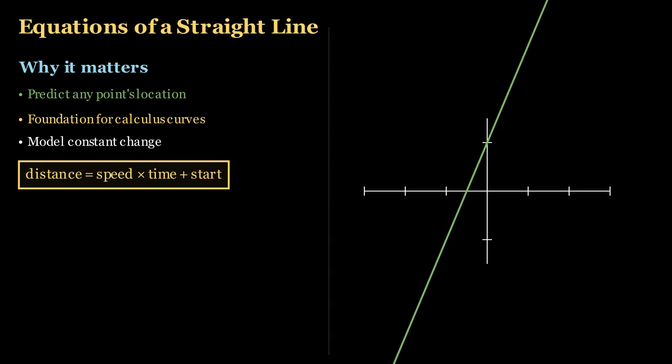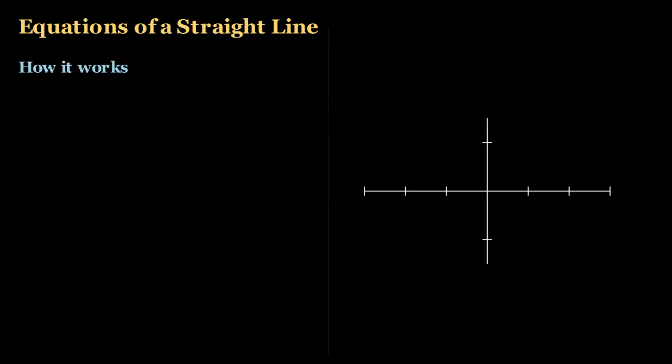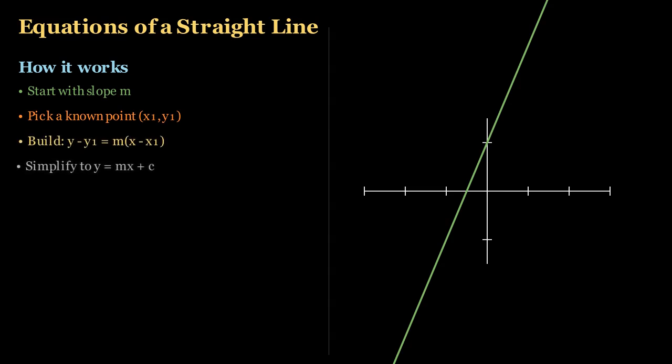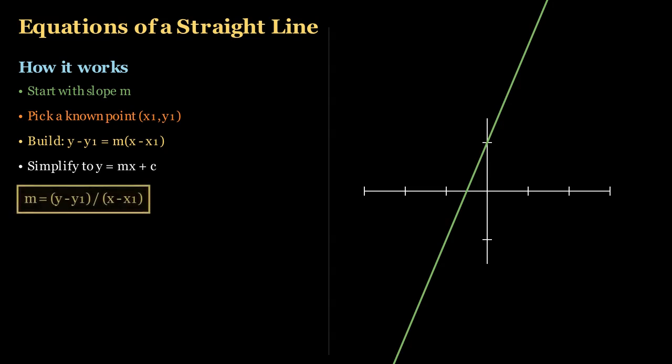Let's build the equation from what we already know. We know the slope, m, is the rise over run. Now, pick any point on the line and call it x1, y1. Take another general point, x and y. The slope between these 2 points must still be m. So, the rise, y minus y1, over the run, x minus x1, equals m. Multiply both sides by the run, and you get the point slope form, y minus y1 equals m times x minus x1. This is the master key.